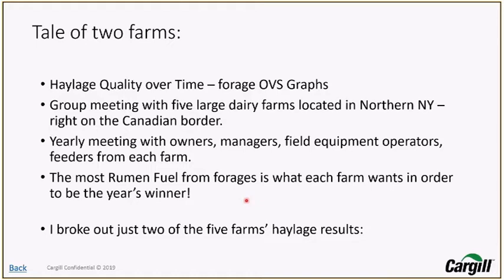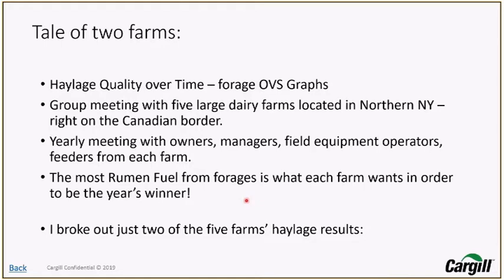This one happened to be 5 large dairy farms that are in northern New York, right on the Canadian border. And we do this meeting once a year with everybody that's involved. That runs all the equipment, the managers, the owners, the feeders. We get the lenders in there. We get the insurance people, and we get a lot of people into these meetings. The most rumen fuel for forage is what the farm wants in order to be the winner.